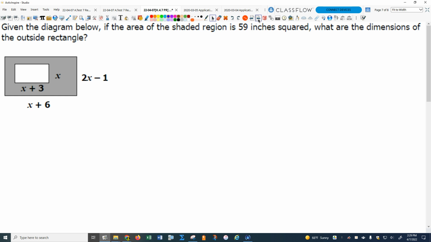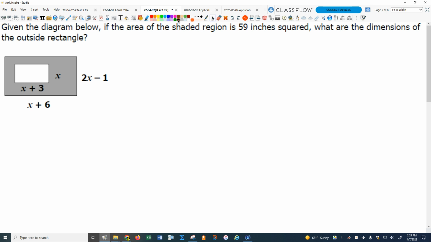Yeah, I could subtract the inside area from the entire rectangle, from the big rectangle. Does that make sense? Subtract the area of the small rectangle from the big rectangle, and that gives you the area of the shaded region, doesn't it? Agreed? So what would that look like then?